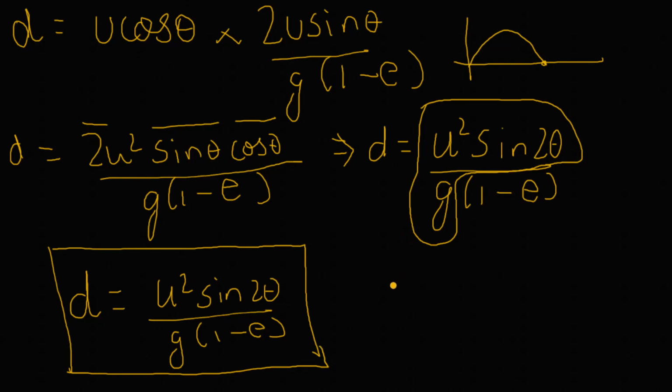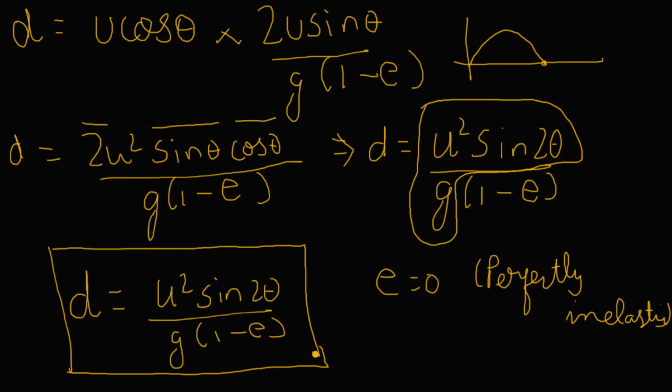So what does it mean that the projectile doesn't bounce? It means that it is a perfectly inelastic collision. What is the value of e for the perfectly inelastic collision? e equal to 0 for perfectly inelastic. So putting e equal to 0 in the formula, we get d equal to u square sine 2 theta by g, which matches. We already know that this is the range of a projectile which doesn't bounce, which comes to rest after one collision. So this is a pretty universal formula which can be used in any case. And we are done for the video.